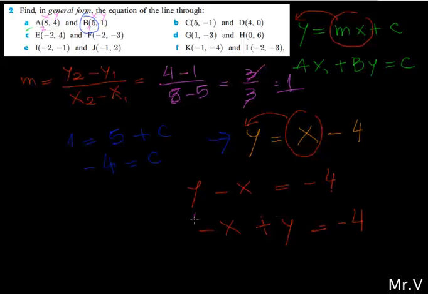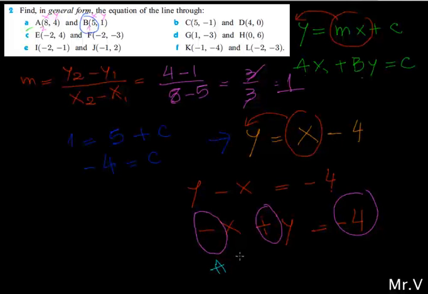So here you have -1 for the value of A, and you have +1 for the value of B, and you have -4 for the value of C. Okay, so this is your AX plus BY equal C. Just like that.